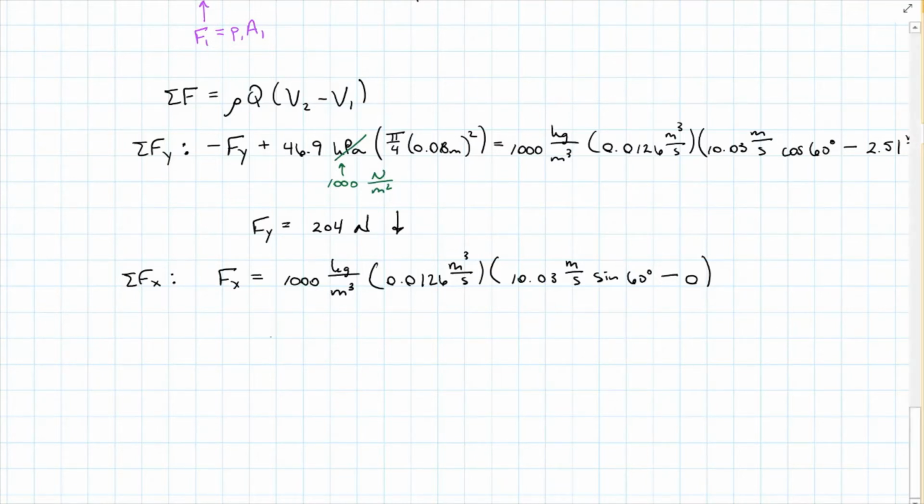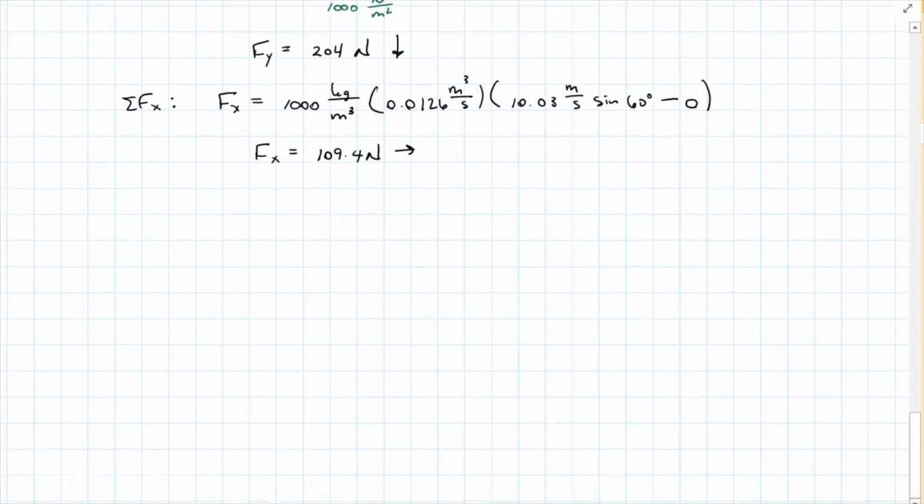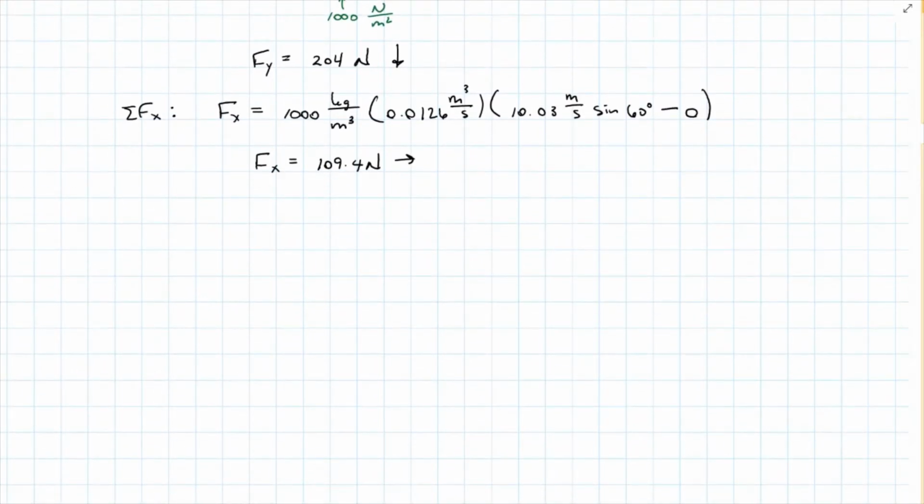And we find that our force X ends up being a positive 109.4 newtons, which means it is acting to the right, which was my assumed direction. So having those two directional forces, we can now solve for the resultant force.